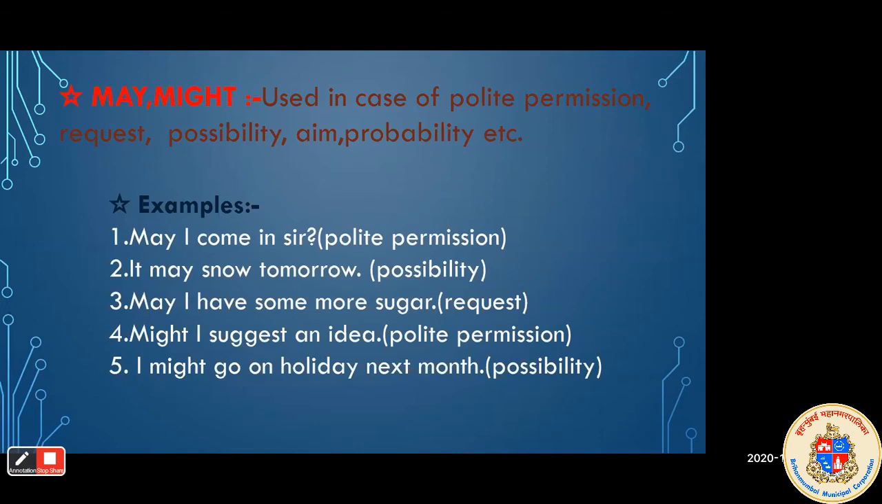So here, may is used to express permission, possibility. In the third sentence, he is giving request. Fourth sentence, might I suggest an idea? It shows polite permission. And in the last one, I might go on holiday next month. Here, possibility is showing. So in this way, you can use these modal verbs: may, might.